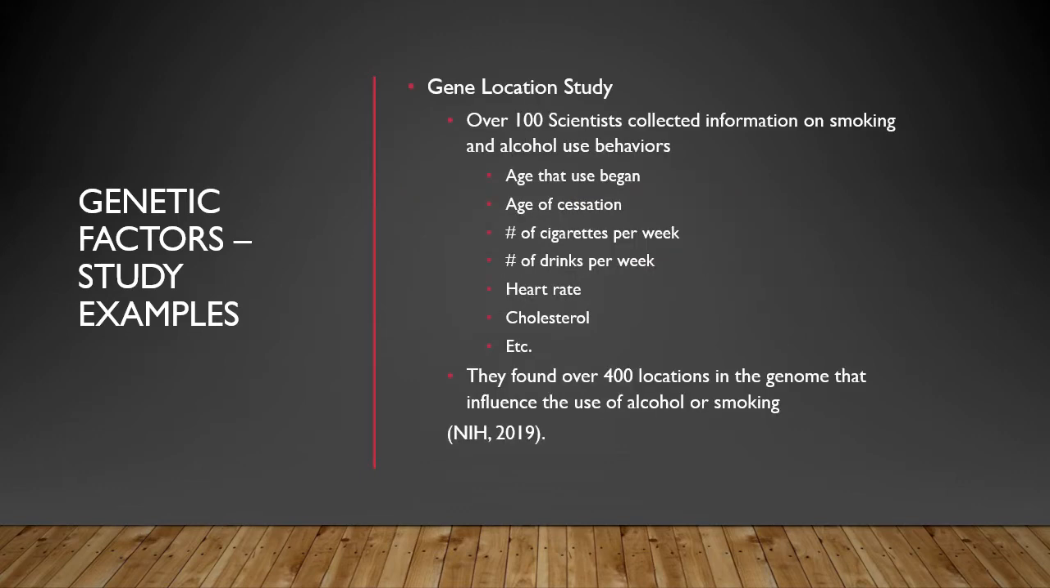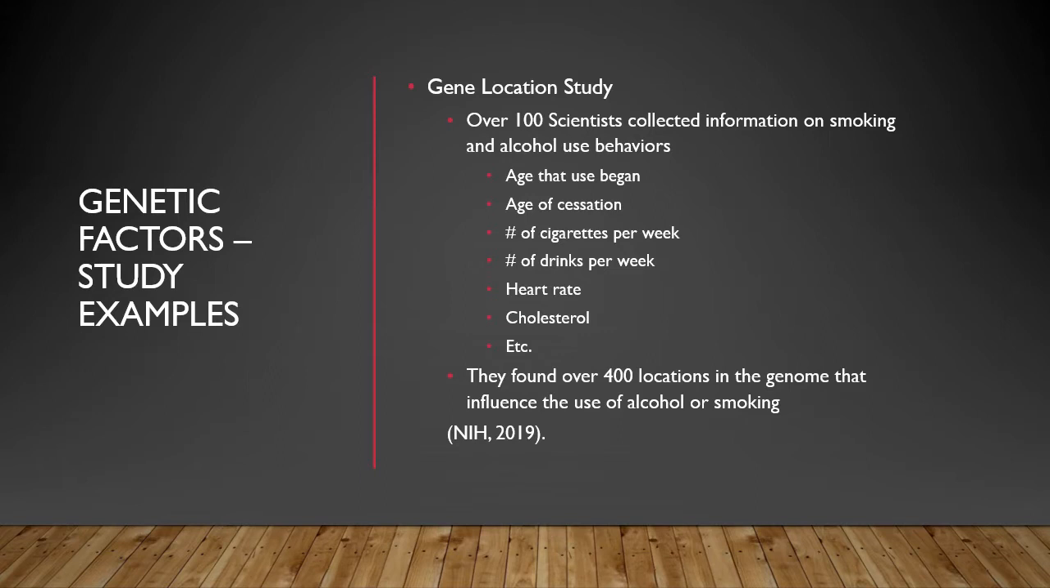Now we're going to take a look at a second example of a study that's been done regarding genetic factors. This study has to do with gene location. So when this study was being performed, there were over 100 scientists collecting information on smoking and alcohol use behaviors. These scientists came from all over the world, international scientists. They looked at a database that they compiled information on smoking and alcohol use behaviors, and they just studied tons and tons of different aspects and qualities that these people had.